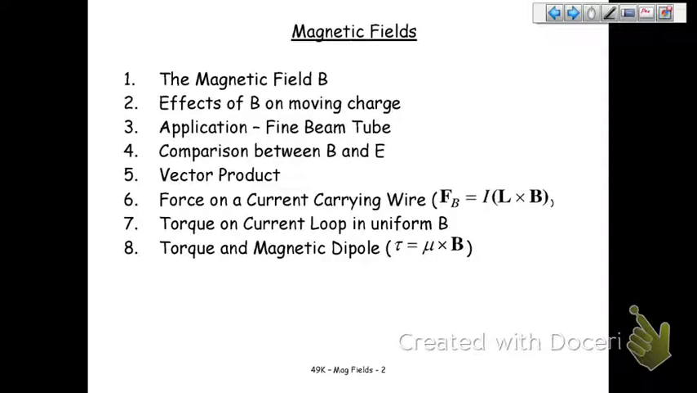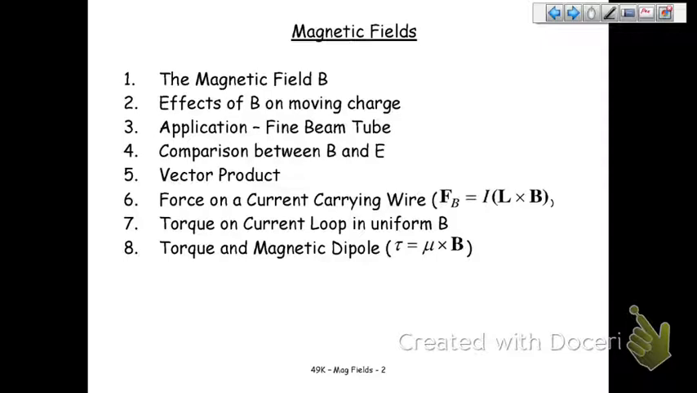Then we're going to do some comparisons between E and B, so we can compare and contrast. Remember what we say about critical thinking. If you've got 2 things, if you're comparing and contrasting them, you're probably thinking deeply about them. So we're going to compare and contrast. We're going to reintroduce the vector product. We did it with torque. We're going to need it again.